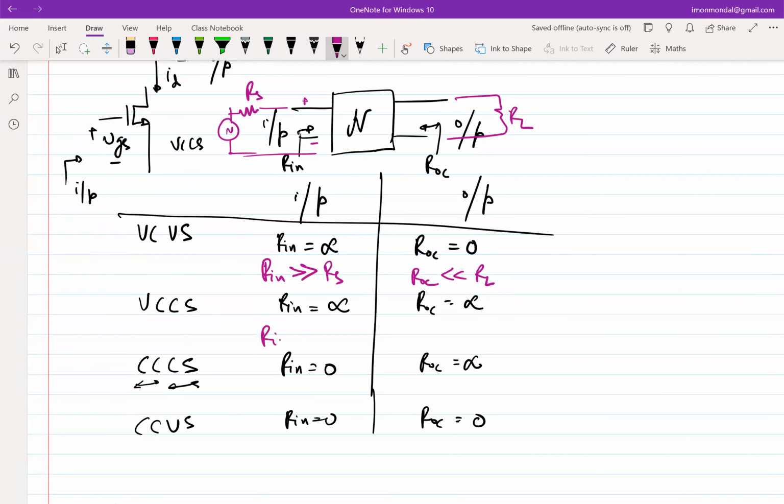Similarly here, in case of a voltage controlled current source, what will ROC need to be? Pardon? In a voltage controlled current source.